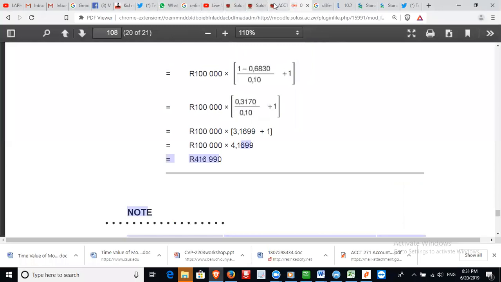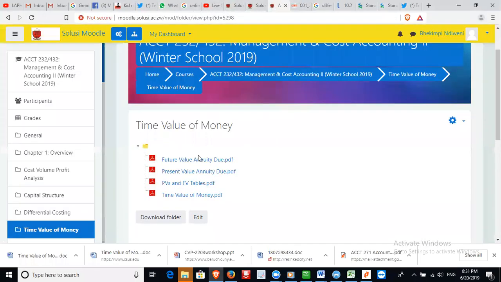I'm requesting that you download these tables. We want to calculate future value annuity due, present value annuity due, then present value tables and the future value tables. We want to calculate all those questions using the tables. I want you to download these tables, 1, 2, 3, so that we go through them together. Download them, then log in again after 5 minutes.